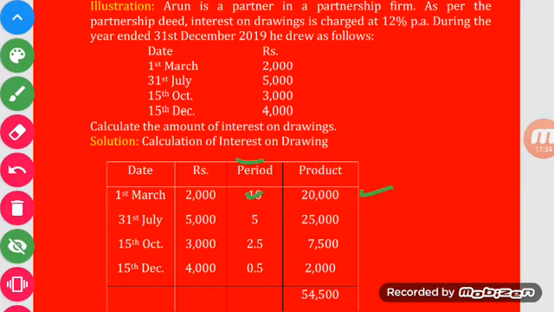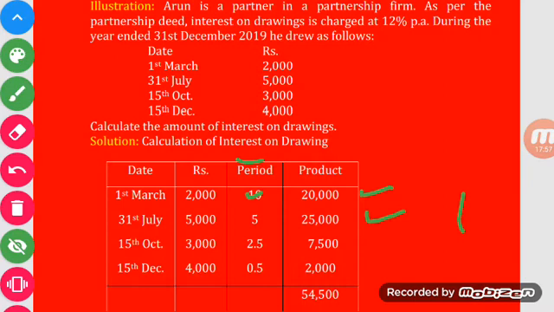Is it clear? The second drawing is made by the partner on 31st July, and the closing date is 31st December. So July over, August, September, October, November, December, 5 months. So rupees 5,000 is used by the partner for 5 months. So 5,000 multiplied by 5 is 25,000.